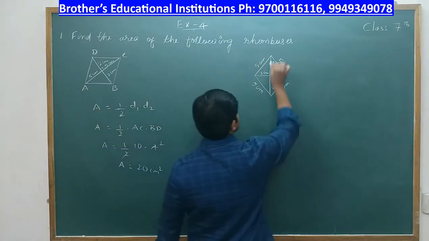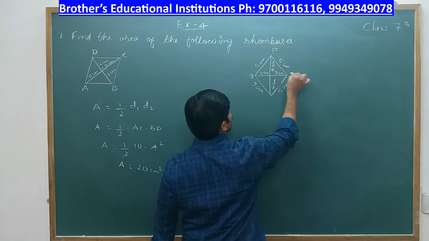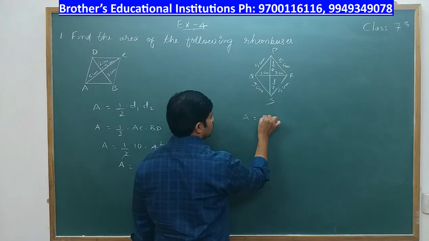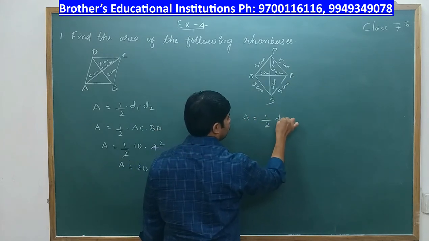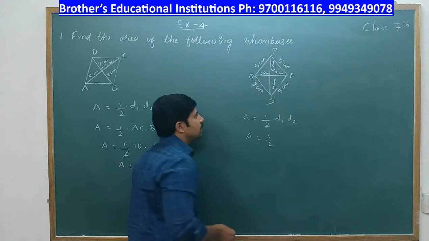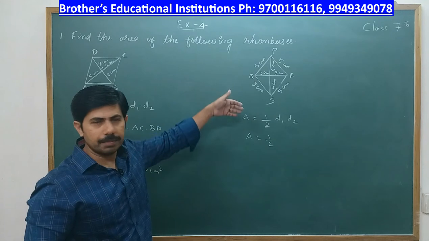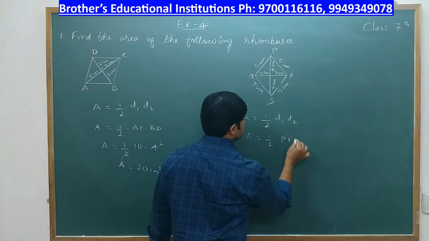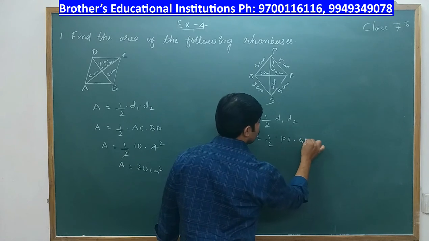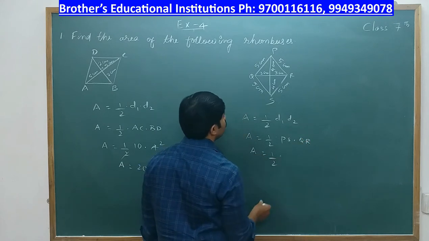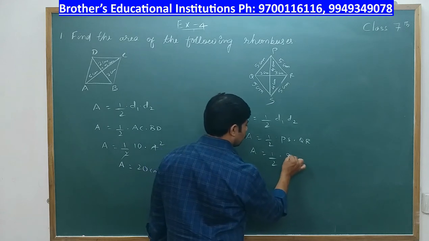So we represent this as PQRS. So here area of rhombus is half D1 into D2. So A is half. What is D1? Any one diagonal we represent. D1 is PS. And what is D2? D2 is QR. So A is equal to half into PS is 4 plus 4, 8.